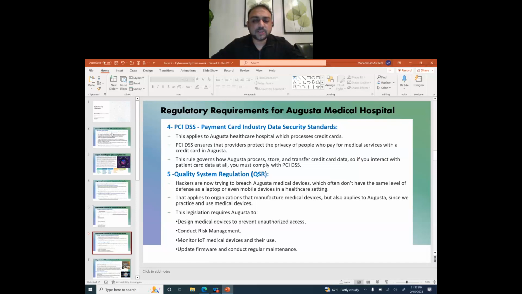The last one is the Quality System Regulation, QSR. Since hackers are also trying to breach medical devices, especially those installed in Augusta, which often don't have some level of defense, we need to make sure all of our medical devices have their firmware upgraded, their vulnerabilities patched, and access authorized, the way we defined for the laptop or the mobile device. The same way we need to take care of the medical equipment as well. So that's how this regulation came into the picture.